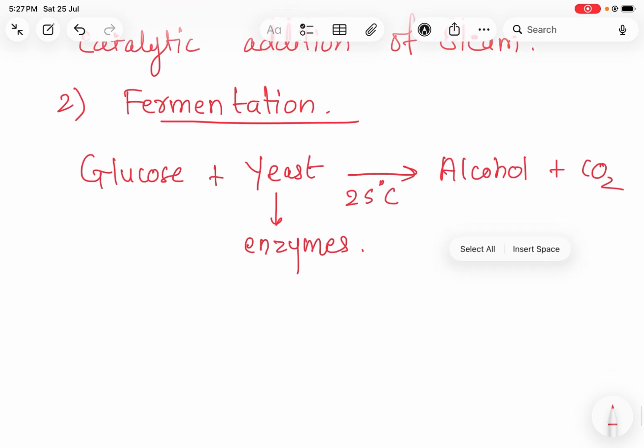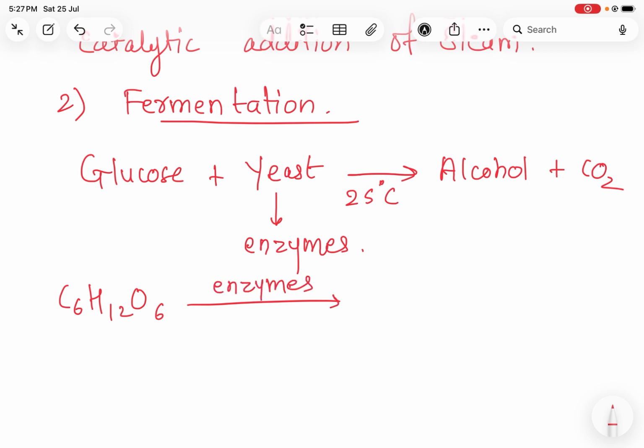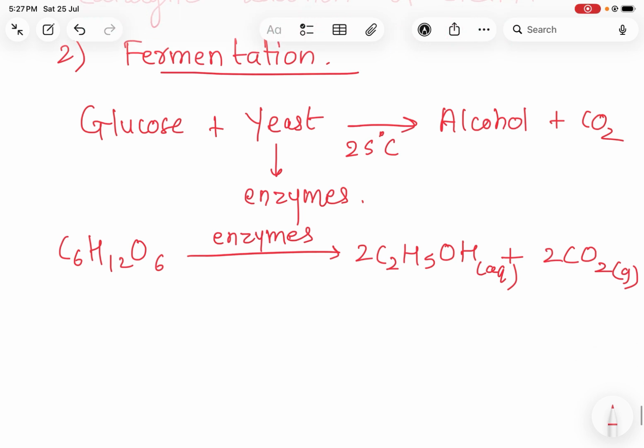I've written the word equation. So we have C6H12O6 in presence of enzymes, that is in presence of yeast. We are going to get 2C2H5OH plus CO2. CO2 is a gas here and the alcohol we get is aqueous here. So this is the symbolic equation for the fermentation reaction.